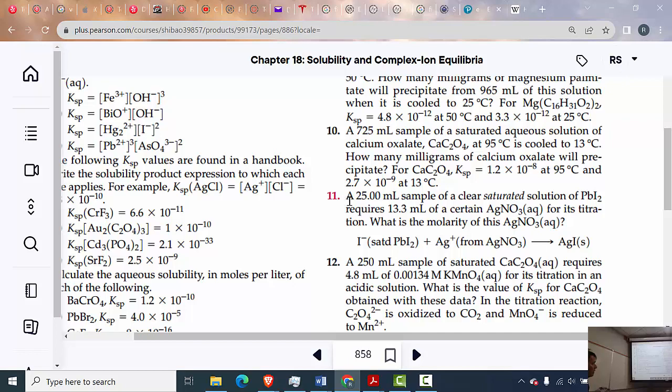11. A 25.00 milliliter sample of a clear saturated solution of PbI2 requires 13.3 milliliters of a certain silver nitrate aqueous solution for its titration. What is the molarity of silver nitrate? So this is not an acid-base, this is a metathesis titration.